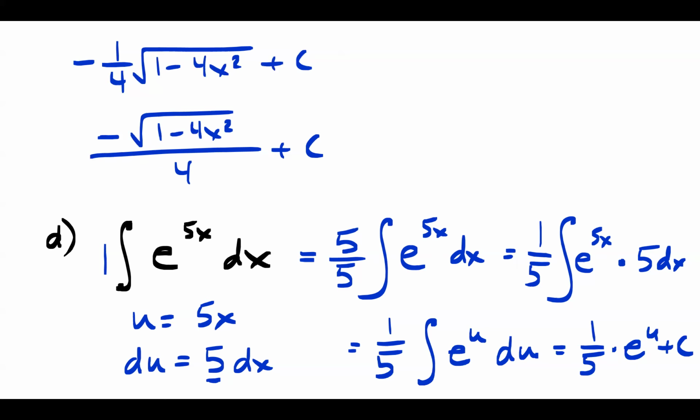5x. So final answer in the top right-hand corner. The answer is 5 on the bottom, e to the 5x on top, plus c. Are we good there? That looks pretty okay. Answers up top. Up on top, yeah.